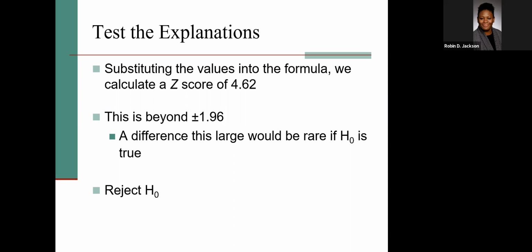All right. So now we know that since the 4.62 is beyond 1.96, we're going to reject the null hypothesis. Substituting the values into the formula, we calculate a z-score of 4.62. That wasn't shown here, and when I go through practice problems, I may or may not do that. I may go ahead and do it just so you can see it and practice it, but we're being given that information here so that you can understand some aspects of the explanations. But let's go ahead and highlight that.